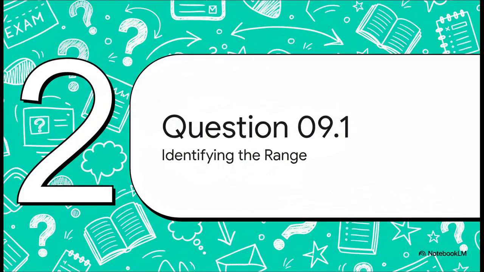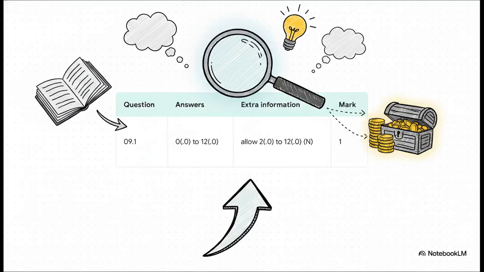All right, let's put this into practice with the very first part of the question, 9.1. It's a pretty straightforward one marker just asking for a range. And here it is, the exact entry from the mark scheme. You've got the question number, the answer they want, and the mark. But you've got to pay attention to that extra information column. Trust me, that's where the hidden gems are often found.